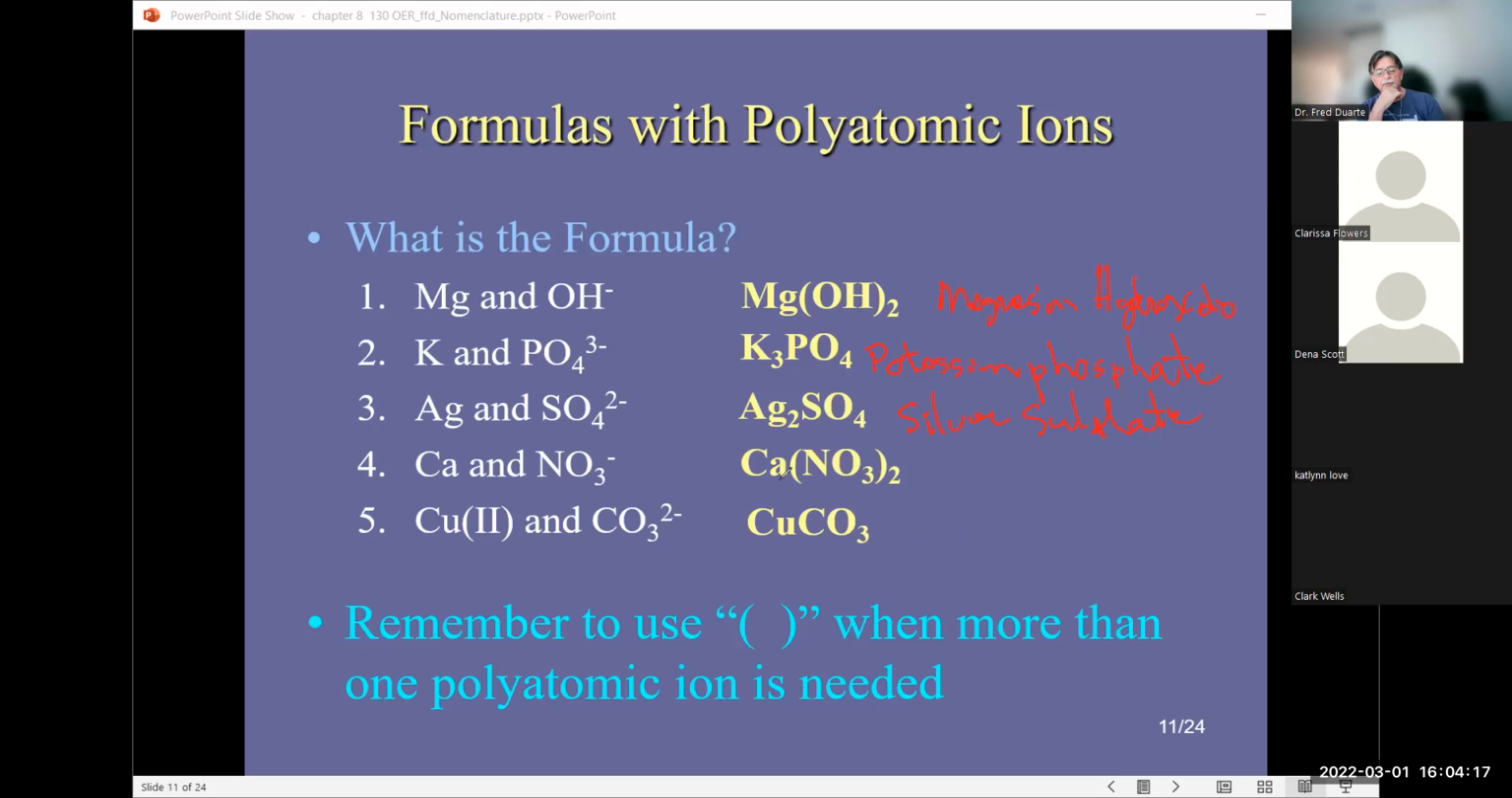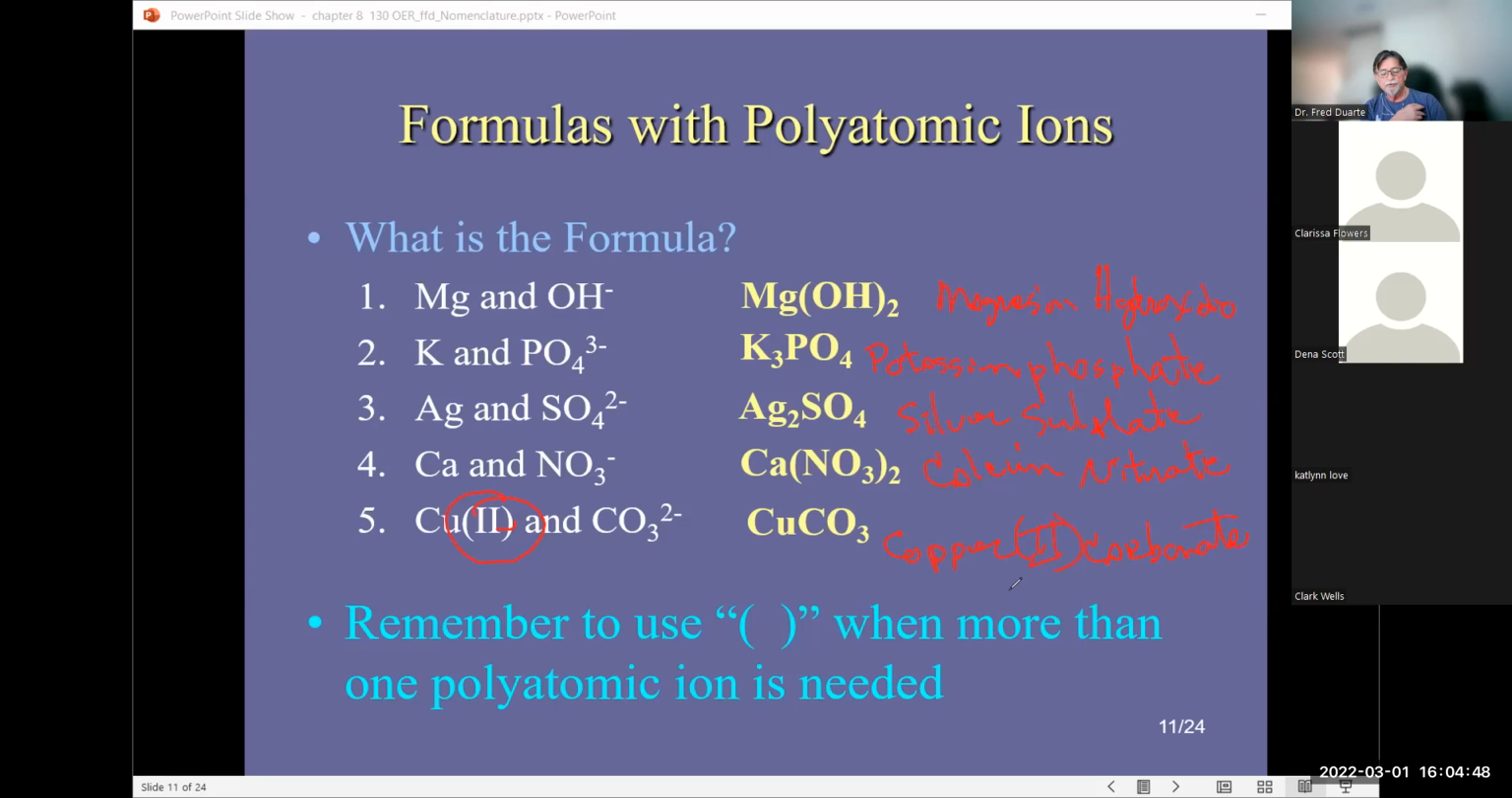Okay. Then we got calcium nitrate. Okay, notice no Roman numerals because the metals are all from the sweet 16 and have exact oxidation numbers. Here, we're told copper 2 to use that. So its name would be copper, Roman numeral 2, carbonate.